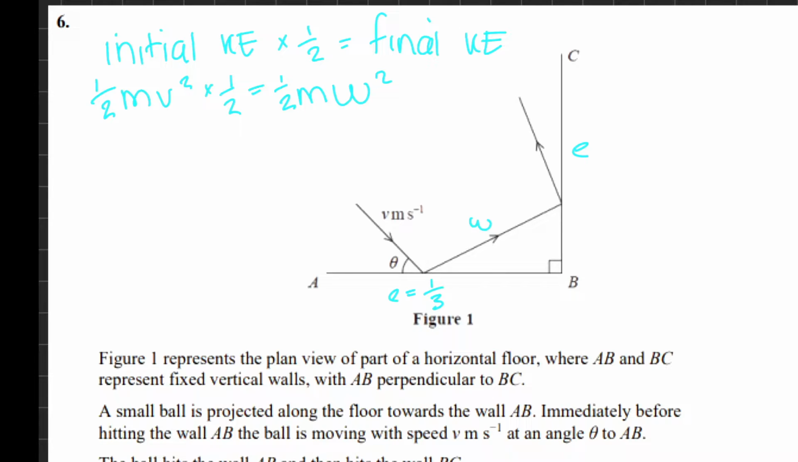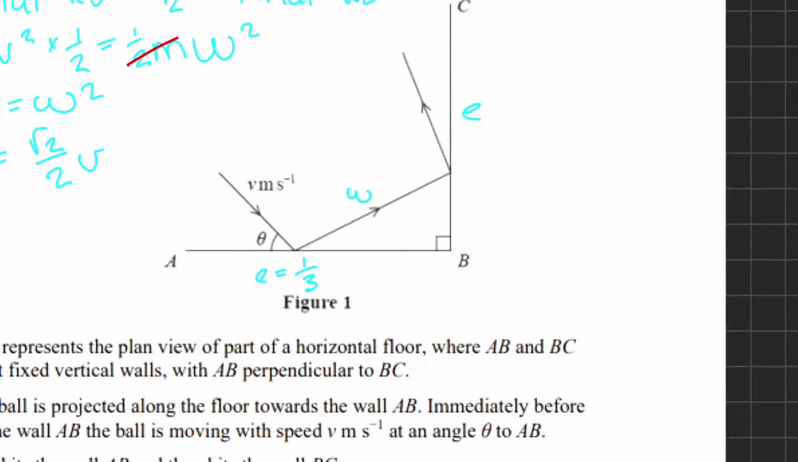Now what we can do is cancel out the half m as always, and we get that w squared equals a half v squared. So w equals root 2 over 2 v. We're only interested in the positive root. Therefore we can replace this w up here with root 2 over 2 v, like so.